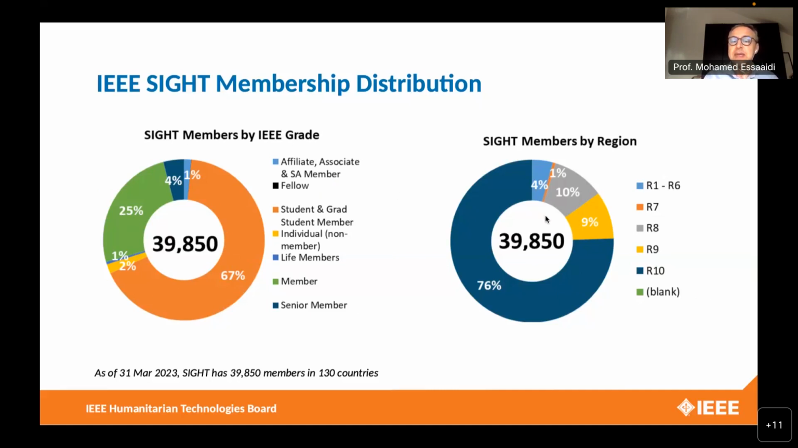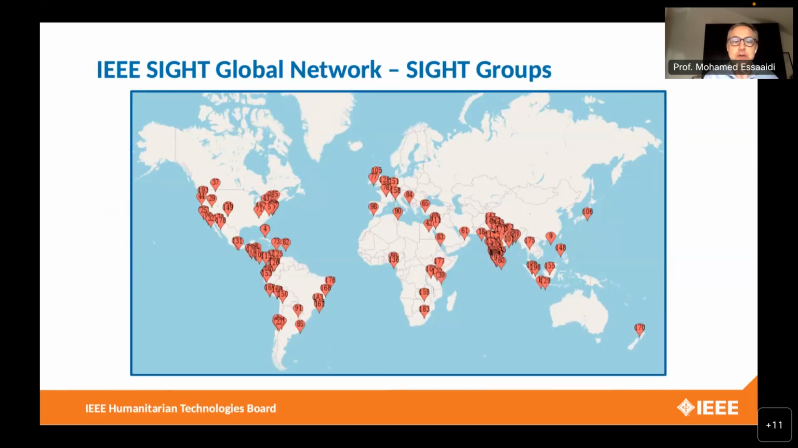You have also here the breakdown according to the regions, and here again you see that your region is leading. I think in terms of number of members globally, 3/4 of members are residing within Region 10. This is something I need to congratulate you on. In this map, you can see also the SIGHT group locations in different countries. So we're present everywhere in the globe, and your region is where we have the highest number of groups, as you can see from this map again.